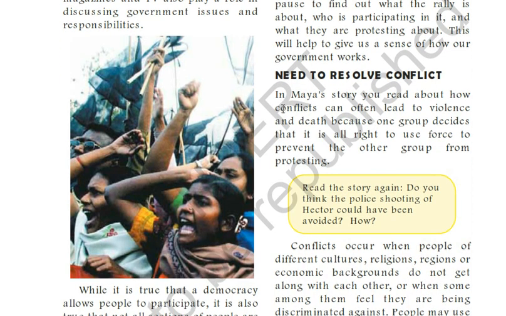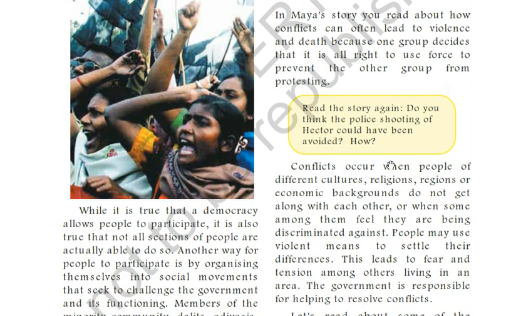Need to resolve conflicts. So, in Maya's story, you read about how conflicts can often lead to violence and death because one group decides that it is all right to use force to prevent the other group from protesting. Read the story again. Do you think the police shooting of Hector could have been avoided? How?